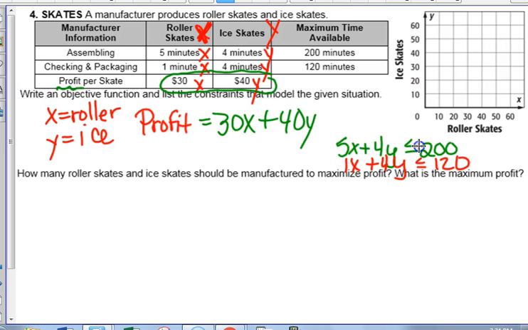Anybody tell me the intercepts of this one? If X is 0, Y will be 50, I think. If Y is 0, X will be 40. This one would be 0, 30, and 120, 0. Is that going to fit? No. One of them will. The other one's clear out here at 120.